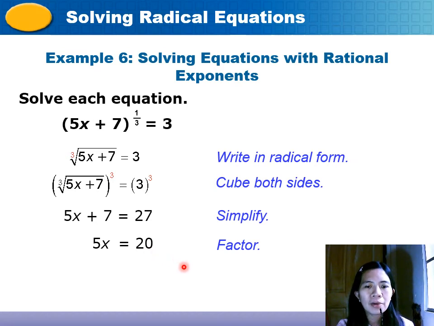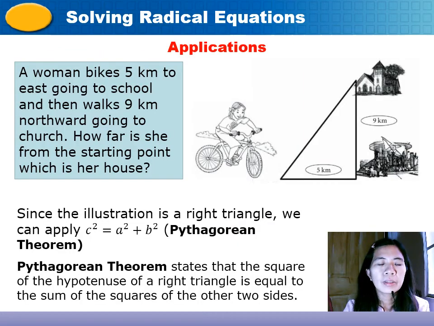Okay, now we are going to solve for x. Divide both sides of the equation by 5. The answer is 4. So that is how we solve for radical equations. So let's have now the applications of solving radical equations.